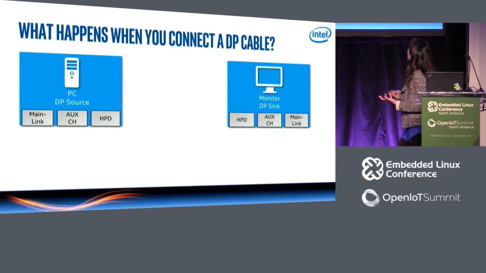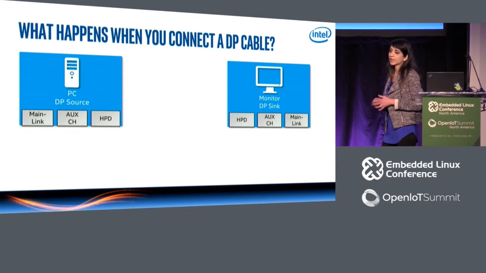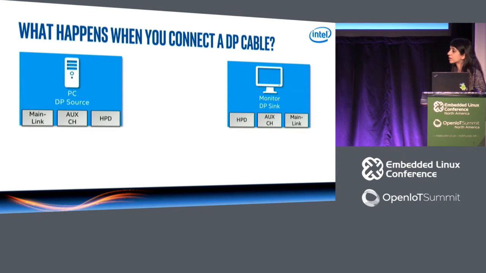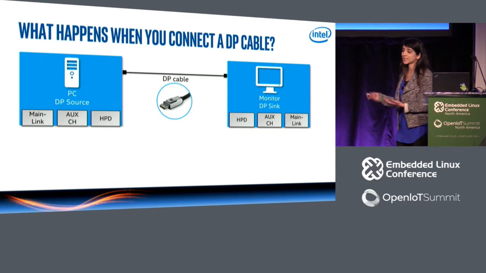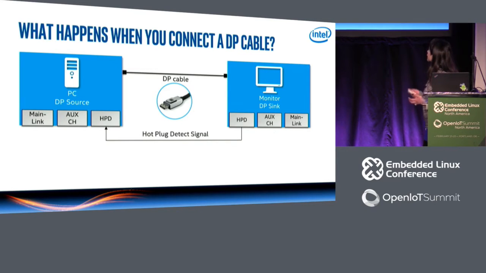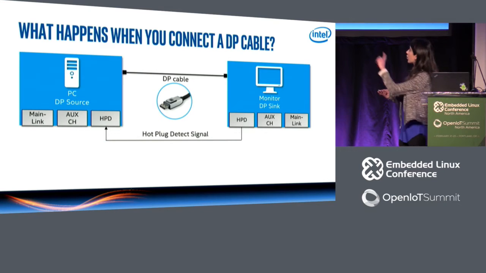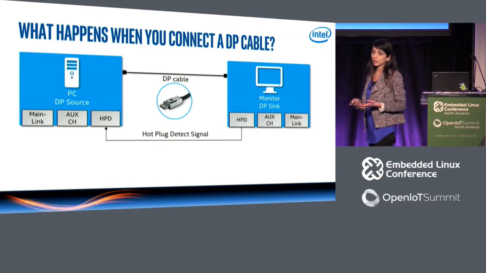Let's see what happens when you connect a DisplayPort cable. The device which is sending the data in the DP world is called the DP source. The device on the other end, which could be a monitor or projector, which is receiving the data, is the DP sink. What happens when you connect a DP cable between the source and the sink device? The very first signal that the sink device sends is a hotplug detect signal. It's just an interrupt request signal going to the source device, so the source knows, hey, something new is connected.